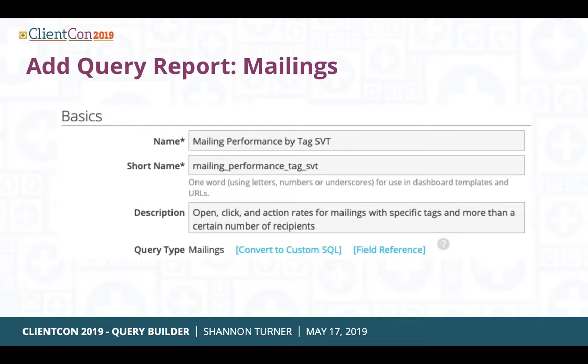Now, the last query report that we'll have time for today is the mailings type. For this report, we're going to go fast since we don't have a ton of time left, so let's just jump right in. Let's create a new report. I'm calling mine mailing performance by tag, SVT, and for the description, the report gives us the open, click, and action rates for mailings with specific tags and more than a certain number of recipients.